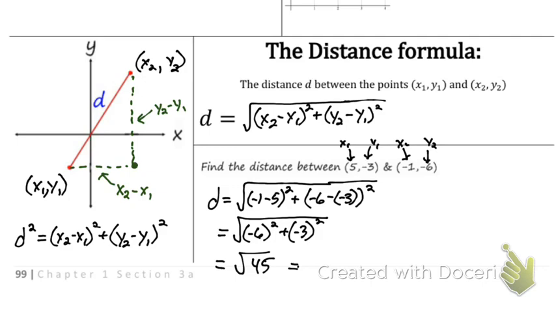Square root of 45 is simplifiable. What perfect square goes into 45? Yeah? 9. So we could reduce this down to the square root of 9 times 5. Well, the square root of 9 is 3, so it's going to be 3 square root of 5. I do want you to simplify those if possible.